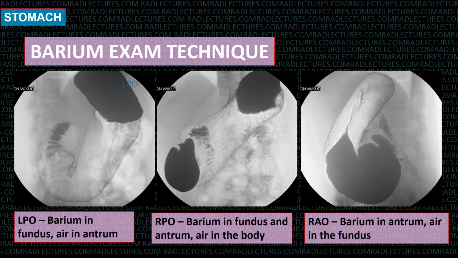This is all because of the 3-dimensional anatomy. Here again, you can see the fundus is more posterior. Similarly, the bulb, the pylorus, it points backwards. So to fill up the bulb with air, you have to put the patient prone and then into the LPO position. So this is something that you learn as you do more and more bariums.